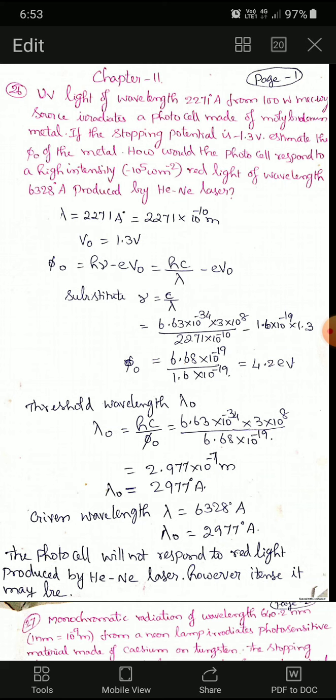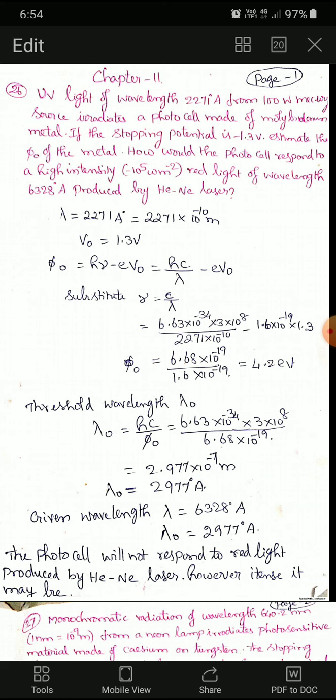The lambda given is 2271 Angstrom units. Convert it into meter by multiplying with 10 to the power of minus 10. Then V naught is equal to 1.3 volt. Formula: phi naught is equal to h nu minus e V naught. Substitute nu is equal to c by lambda. So hc by lambda minus e V naught. Substitute the values for h, c, lambda, e and V naught.